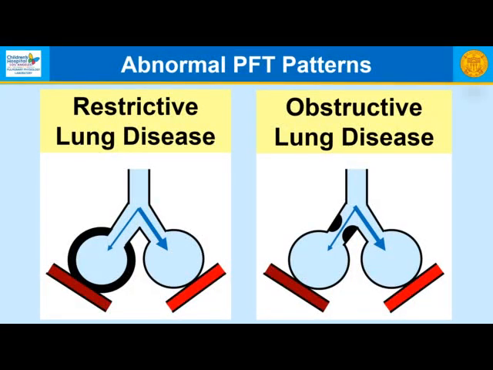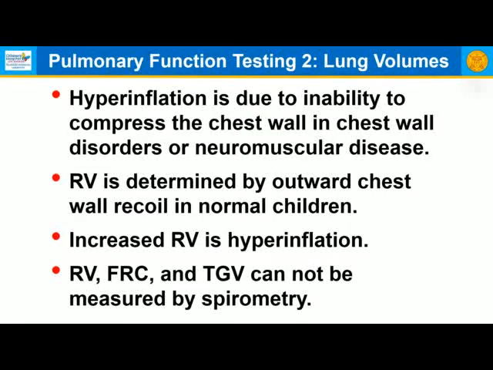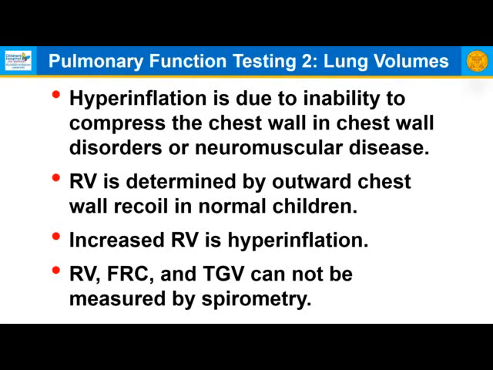So abnormal pulmonary function parameters are restrictive lung disease, decreased lung volumes, and obstructive lung disease. Total lung capacity is the measure of lung size. Restrictive lung disease is defined as a decreased total lung capacity. Vital capacity is not sufficient to diagnose restrictive disease. Hyperinflation is due to early airway closure and airway obstruction. Hyperinflation can also be due to inability to compress the chest wall in chest wall disorders and neuromuscular disease. RV is determined by outward chest wall recoil in normal children. An increased RV is hyperinflation, and RV, FRC, TGV cannot be measured by spirometry. TGV is thoracic gas volume. I meant total lung capacity there.